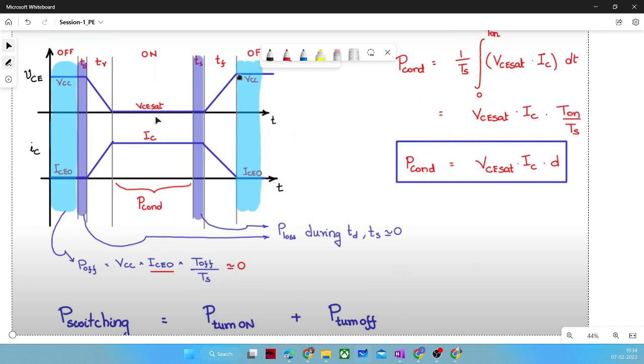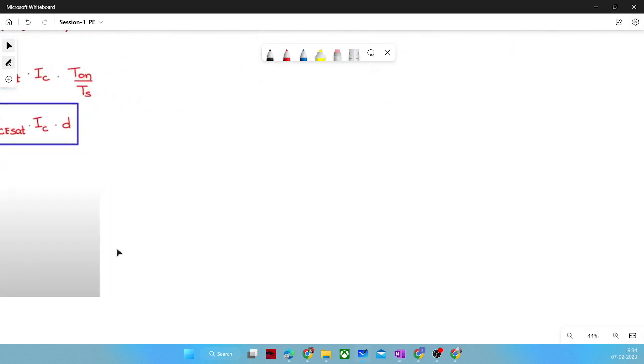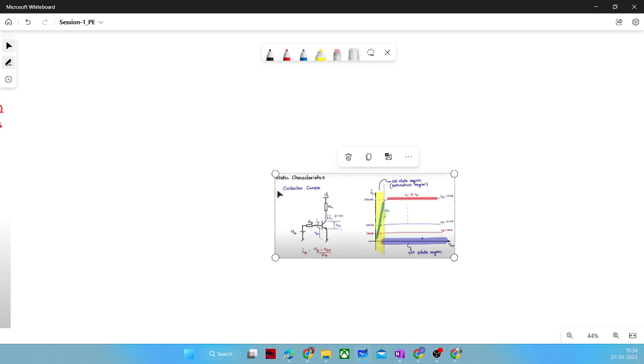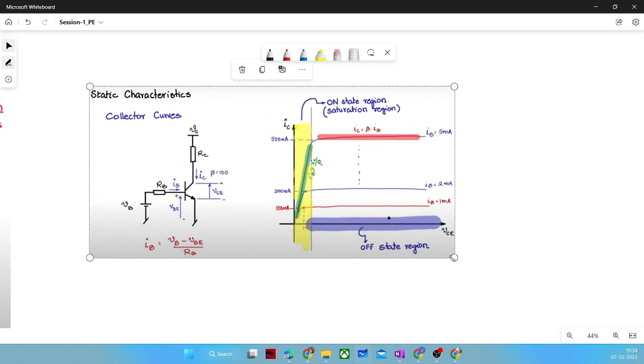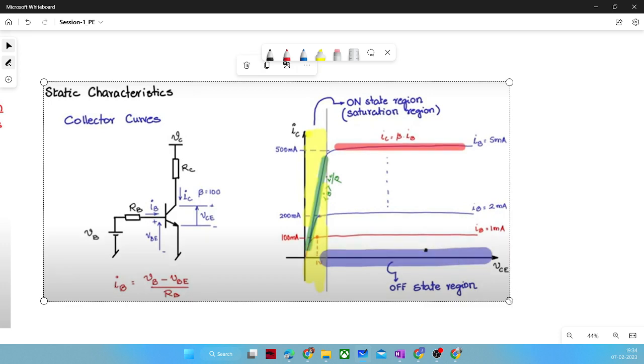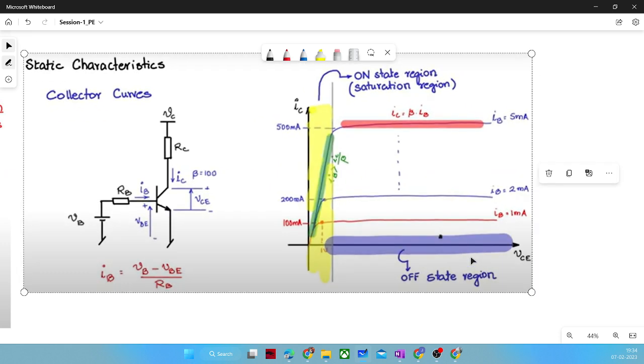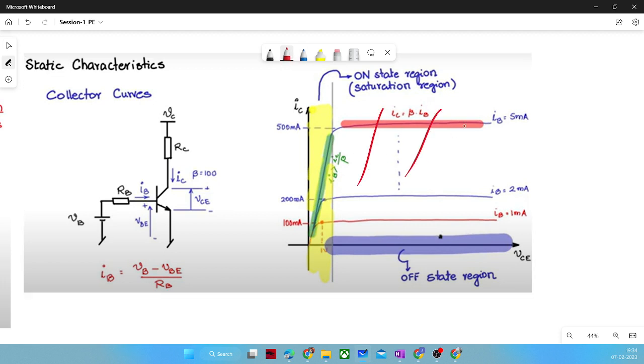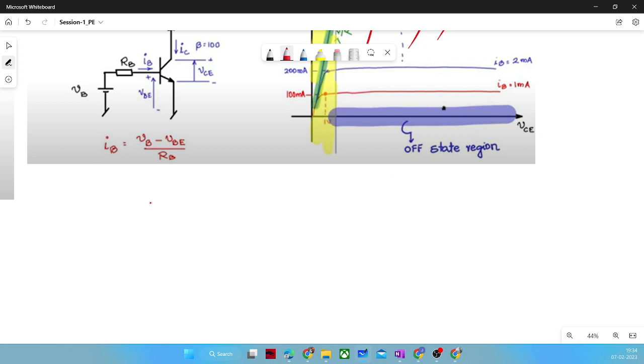And if it goes in active region, let me take this one also. When it goes in active region, yeah, so these are the active regions. And before this point, it was in saturation region. Saturation region is the region where IC is less than beta IB.